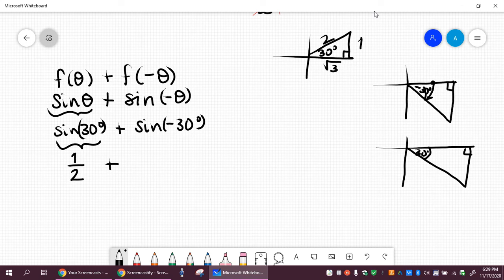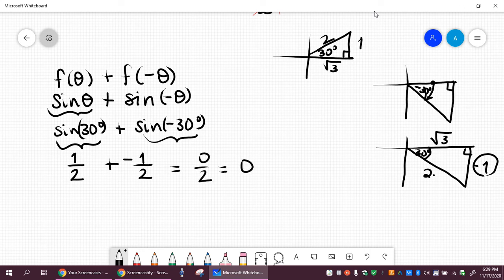It's just 30 degrees. Across from it is negative 1 because you're below the x. Adjacent is going to be square root of 3, and then the hypotenuse is 2. So the sine of negative 30 degrees is opposite over hypotenuse, which is negative 1 over 2, okay? Which means that I'm going to have 0 over 2, which is 0. And that would be the solution for that particular problem.